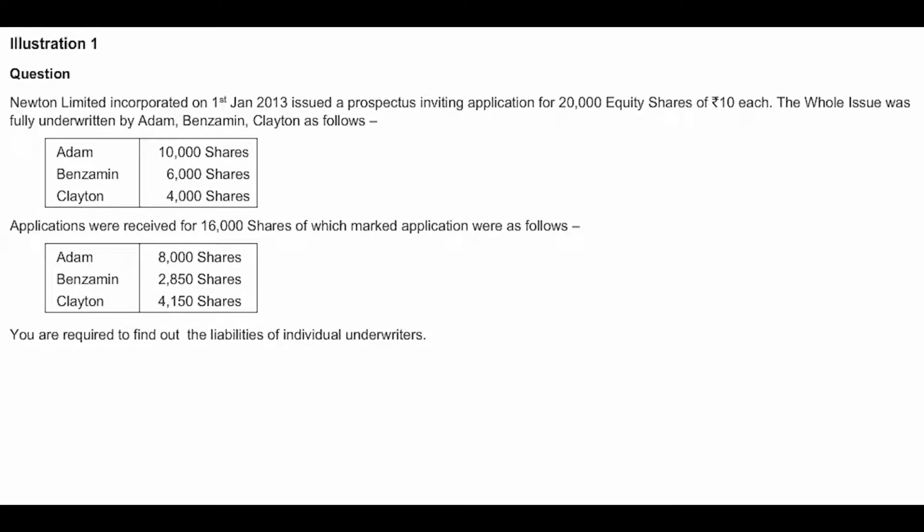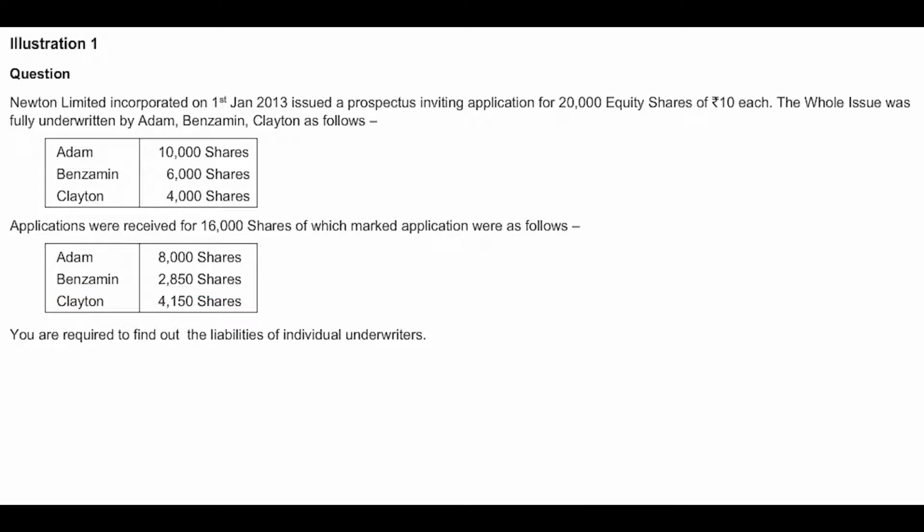In the same way, Benjamin and Clayton, the other two underwriters, will also forward the applications by putting the rubber stamp on that application and will forward it to the public. And whatever number of applicants subscribe the shares, that particular number of shares will reduce the liability of the respective person. So the applications which have been received are 16,000, of which marked applications are as follows. It means that 8,000 shares are marked under the name of Adam, 2850 shares are marked under Benjamin, and for Clayton 4150 shares are marked.